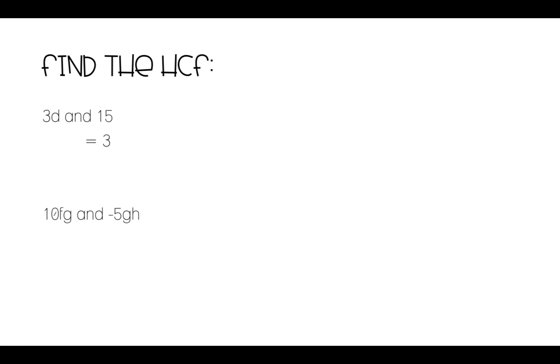Okay, so let's look at 10FG and negative 5GH. So again, we're looking for a highest common factor of either a number or a pronumeral. In this case, it's both. 5 goes into 10 and goes into negative 5, and G is also in both. So the highest common factor here is 5G.